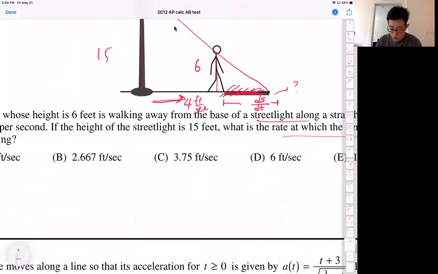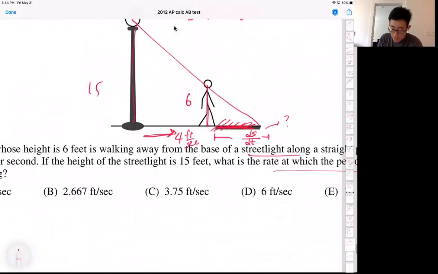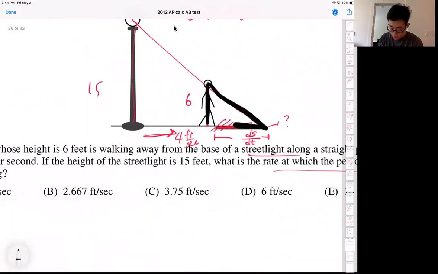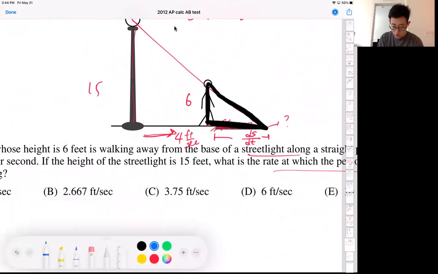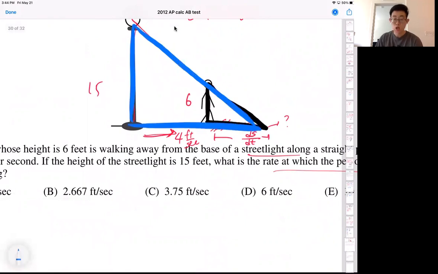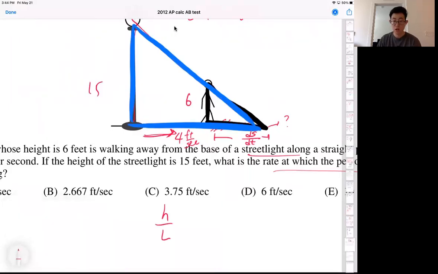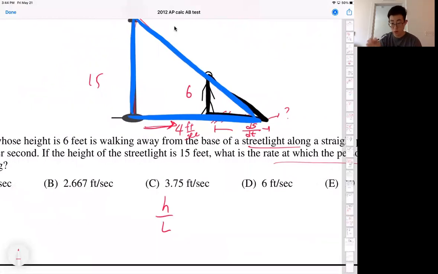This is a ratio question, and here's how you set up the ratio. Let the height over length be consistent for this triangle that you see, which is right here. And there's another triangle that you can draw with the lamp like this. Those two triangles must be equivalent in terms of ratio when we're talking about height over length. So the height over length for the person will be 6 over dS/dt.